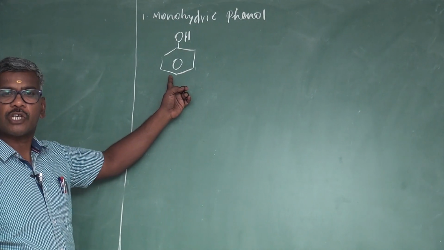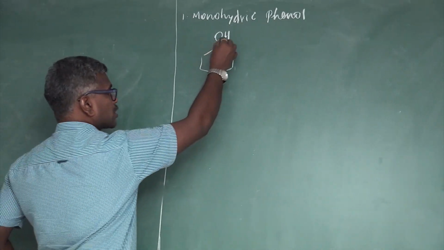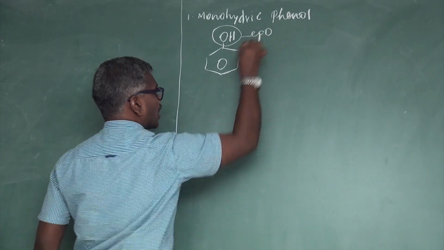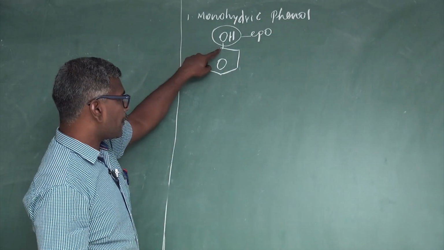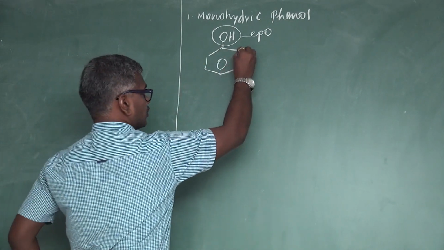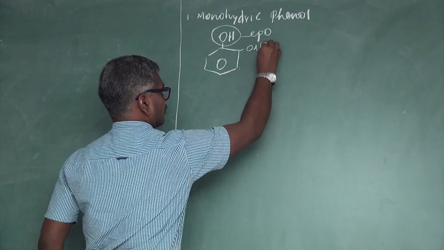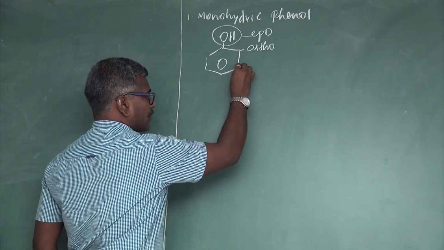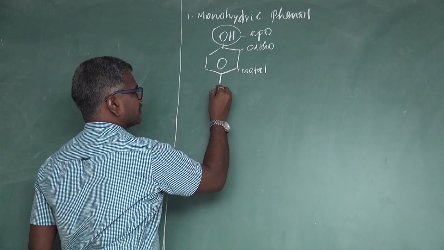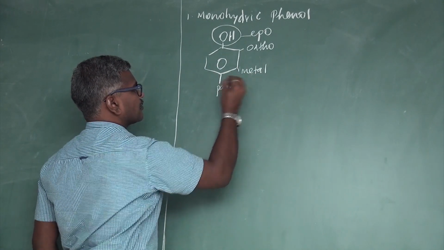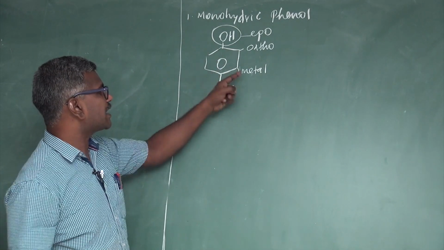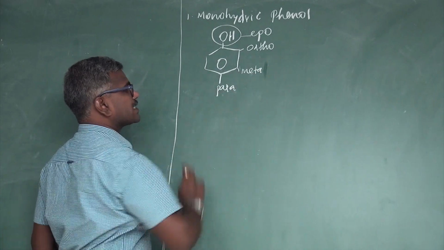This one is the simplest aromatic compound, phenol, OH group. This is considered as the parent group. Parent group means starting group. The next carbon atom to the parent group is called ortho. The alternate carbon atom is called meta. The opposite carbon atom is called para. In the benzene nucleus, there are two ortho positions, two meta positions, and one para position.